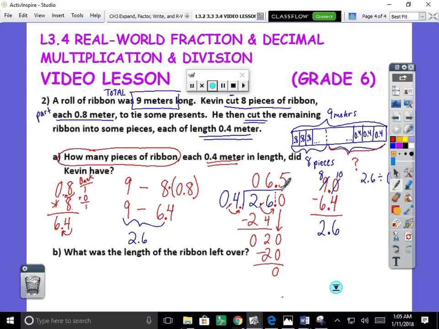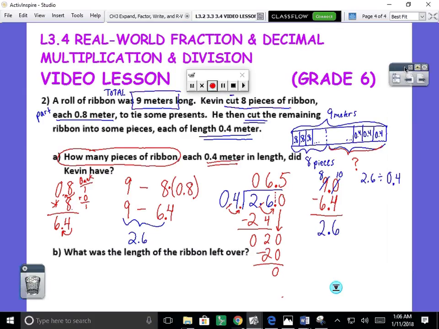Part A, I'm ready to answer. What did I end up with? I started with a lot of ribbon. I took away some pieces, 8 of them, that were each 8/10 of a meter long. Next, I took that remaining amount, the 2 6/10, and I split it up, karate chop, karate chop, karate chop, and I end up with 6.5. What is the 6.5? What does it go with? Well, if you look back, we circled our question. We said, hey, right here, how many pieces of ribbon does Kevin make? Let's find a spot for an answer.